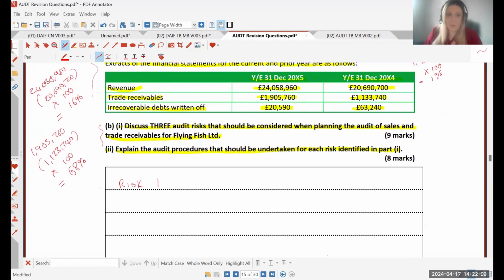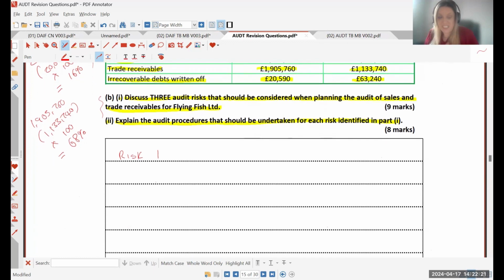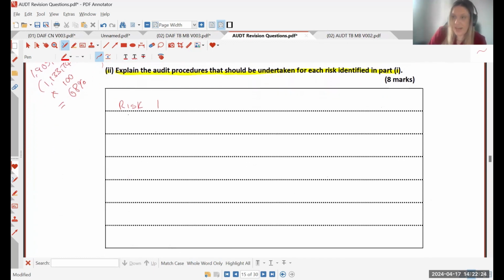Okay, so risk 1 then. We're going to go straight in with the increase in revenue and trade receivables. And we did say these are significant increases. Say that. It's obvious, but say it anyway. Now, I'd normally say start underneath your heading, but we are tight for space, so I am going to start next to it. So, there has been a significant increase in sales and trade receivables since last year. Okay.